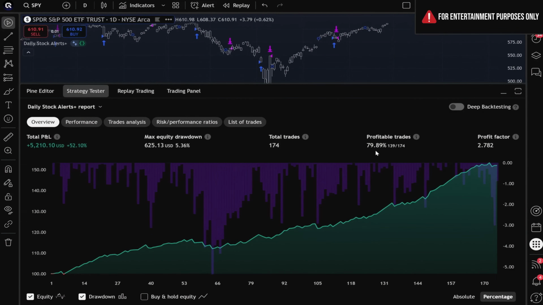We could see the win rate also increase from about 71% to 79.89%, almost an 80% win rate for our historical demonstration. This is also a substantial improvement compared to the previous win rate for our hypothetical backtest. And if we take a look at the profit factor, it's increased by almost 1 entire point, from 1.88 to 2.782, which is another substantial improvement in performance for our hypothetical backtesting here.